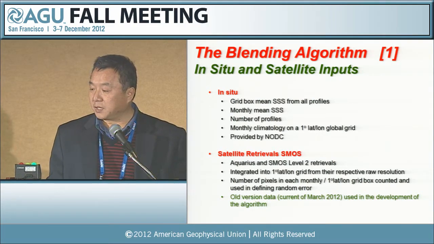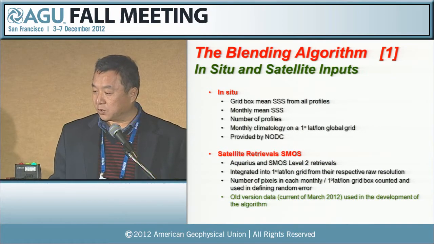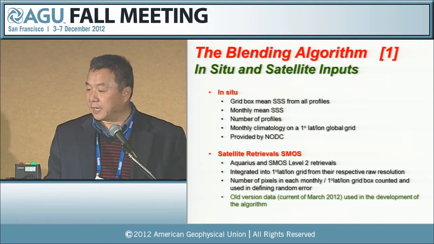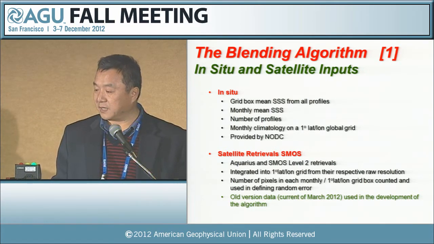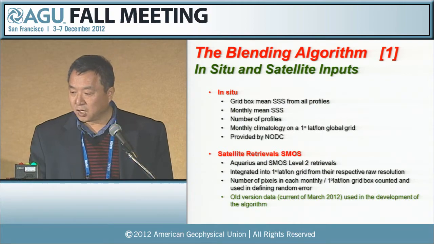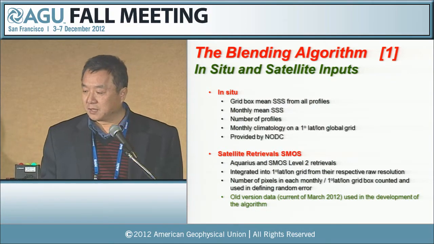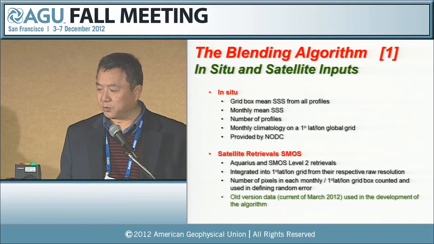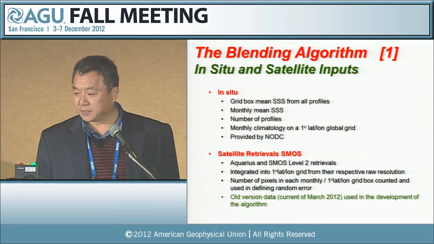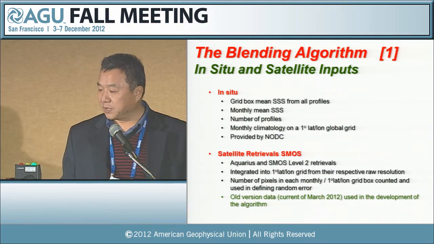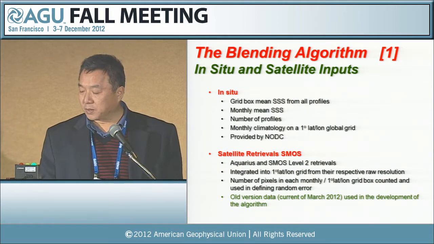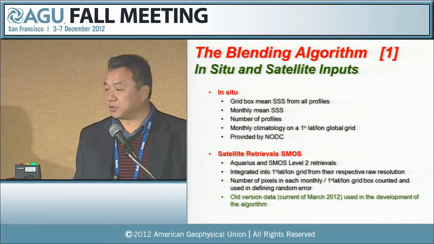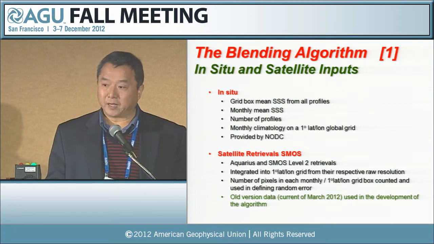For this study, we average them on a monthly scale to get a monthly mean. As part of the requirements for the blended analysis, we need some error index for each input, so we use the number of profiles available for each grid box and for each month as an index of accuracy. We also use a monthly climatology on a 1 degree by 1 degree grid as the first guess in the analysis, and all the in situ data are quality controlled by NODC.